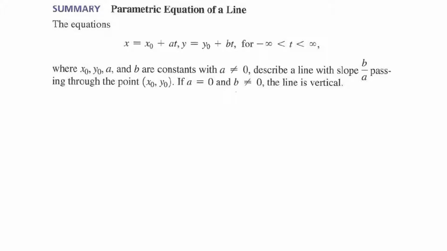because if we have our slope, b and a, we're just going to have the y value times t for the y, right? Because it's rise over run. B is the y part of the slope. And a is the x part of the slope. So we just have a starting point plus the x part times t. A starting point plus the y part times t.